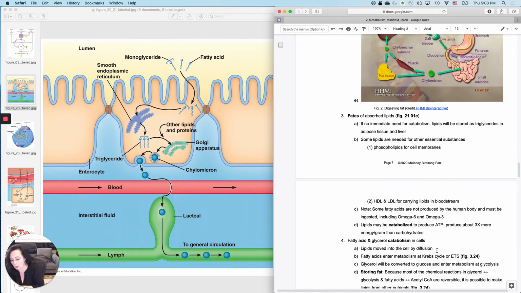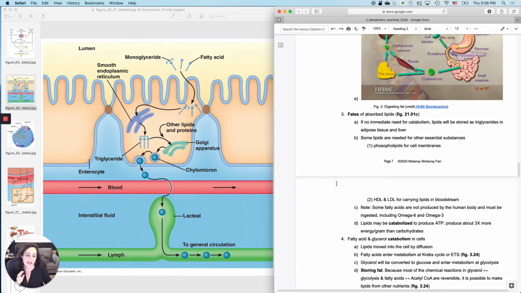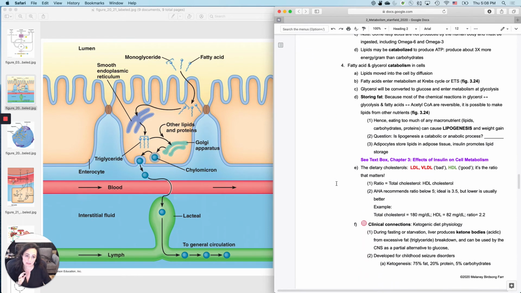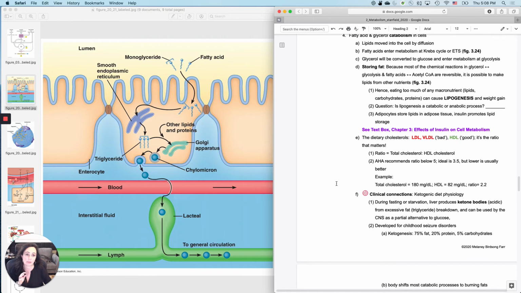So we're just talking about what could be the possible fates. You could use them for weird things like phospholipids. They might be essential ones. You might use them for a couple other things. If you have excess, you might store it, but how do you burn it? So let's go back and talk about how you use it for energy. So fatty acid and glycerol catabolism. We're using these to make ATP.